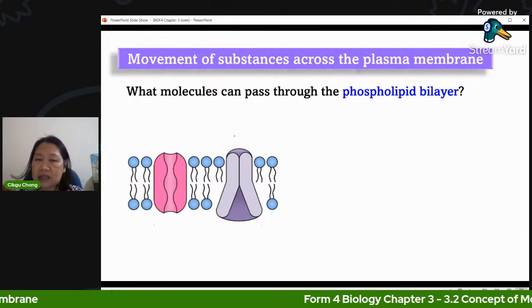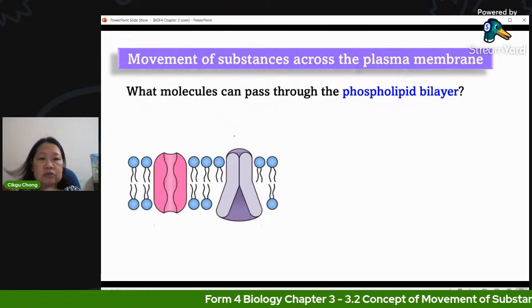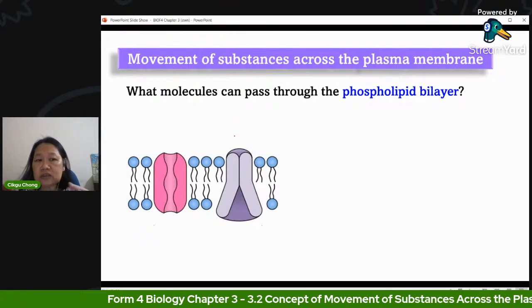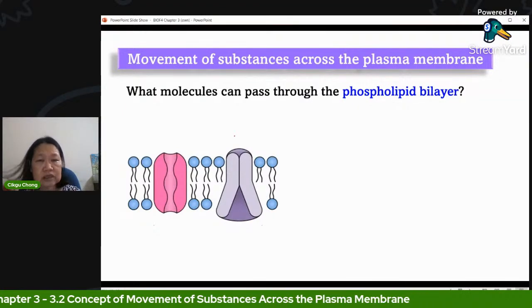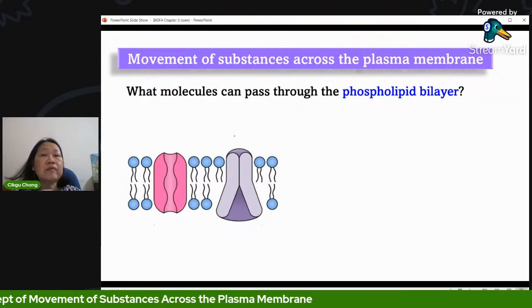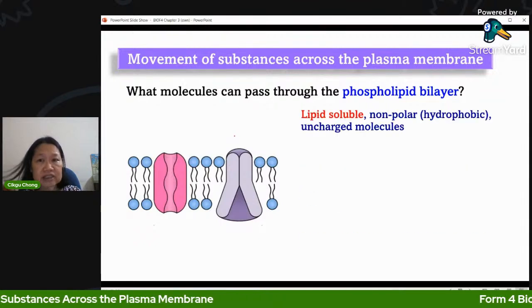Let's look at what molecules can pass through the phospholipid bilayer. These are the characteristics. As long as the substance has these characteristics, which I'm going to show you afterwards, it will be able to pass through the phospholipid bilayer. Now, what are the characteristics of the molecule?